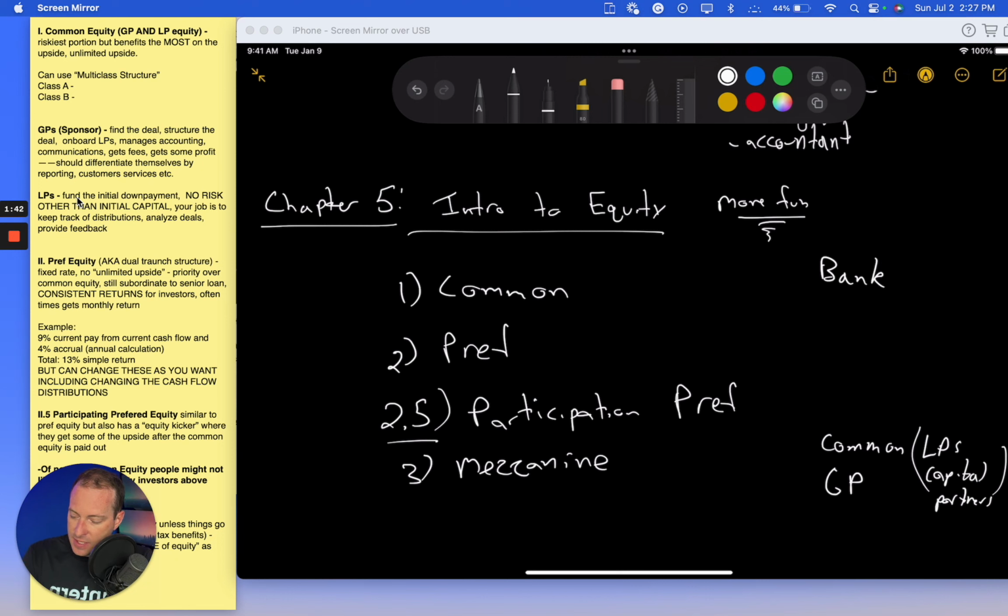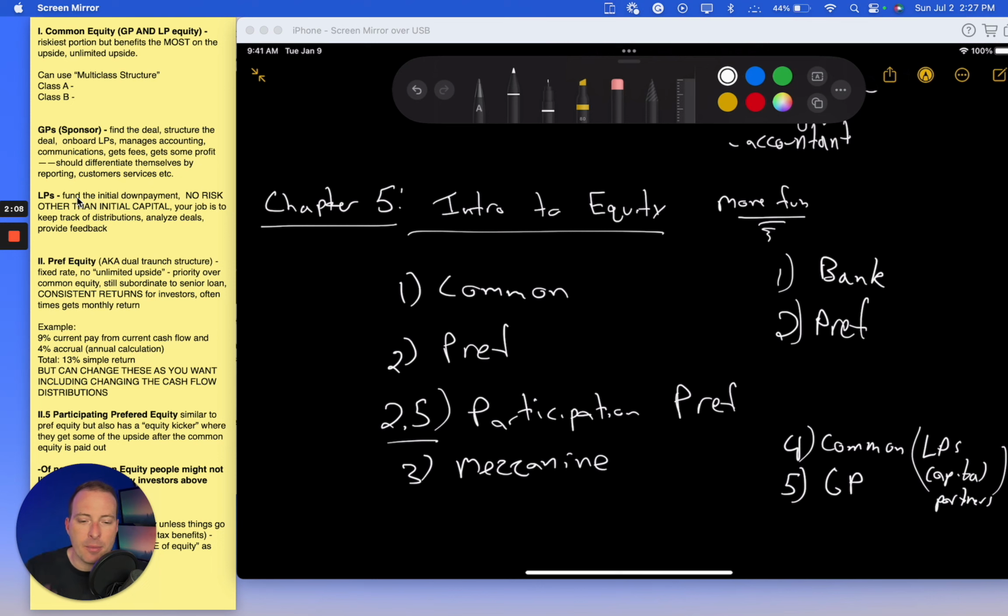So the stack: 1, 5, 4. And then who gets paid here? 2, pref equity. Who do I keep having to have as 3? Mezzanine can go in anywhere within this stack. Why do I keep doing 1 through 5? Anyways, this is the stack.